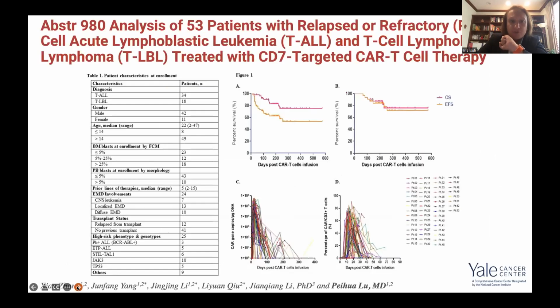And then abstract 980 looked at 53 patients that had relapsed/refractory T-cell ALL or T-cell lymphoblastic lymphoma treated with this therapy. You can see they were a very heavily pretreated group of patients. About half of them had more than 5% blasts in their marrow. Some of them had extramedullary disease even, and they had very decent overall and event-free survival in this relapsed/refractory setting.